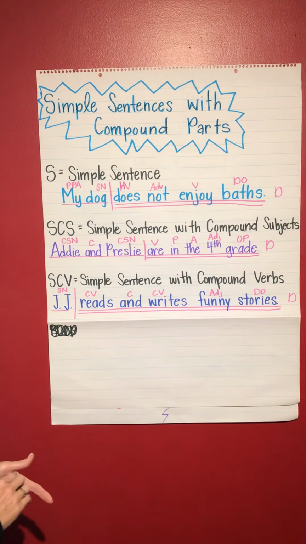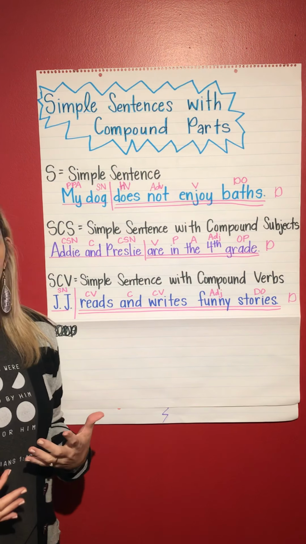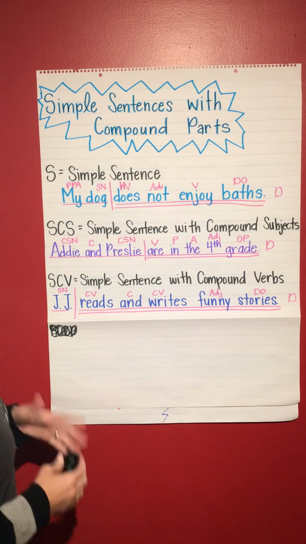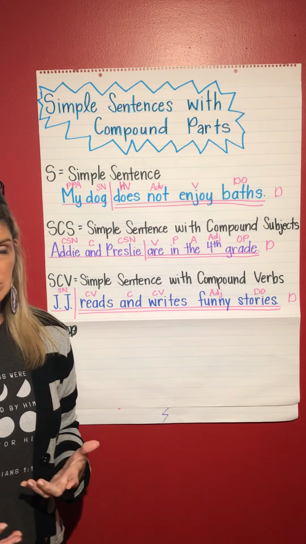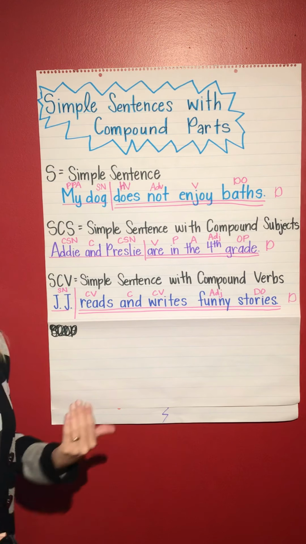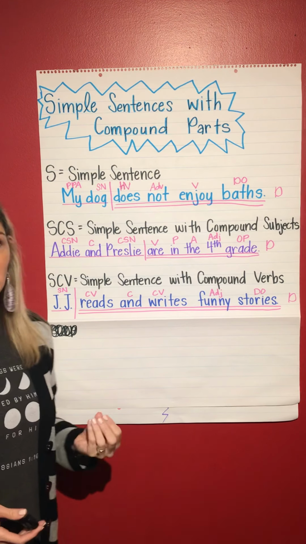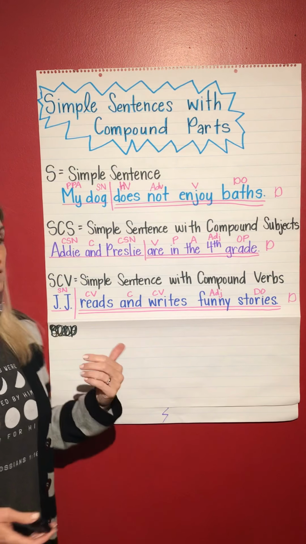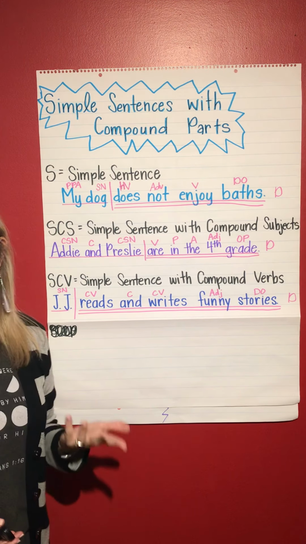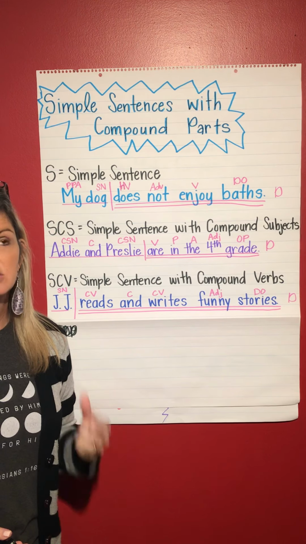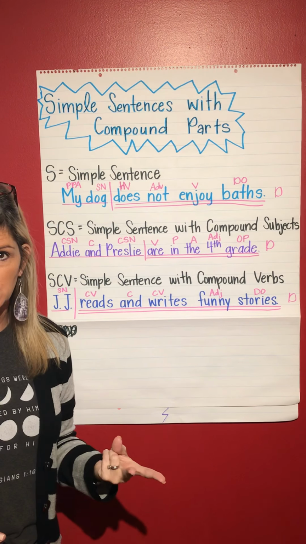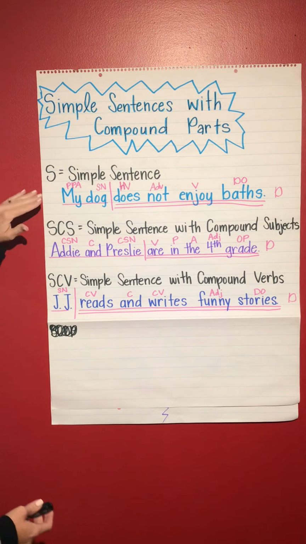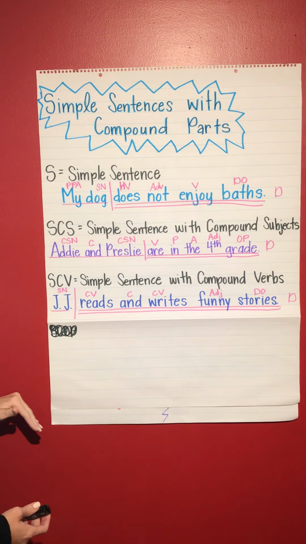A simple sentence just has one subject and one verb. That's how we identify a simple sentence, and it's just labeled with an S. When we are asked to identify a simple sentence or a simple sentence with a compound part, there are different labels that we use. Normally we're only asked to identify simple sentences with compound verbs, and simple sentences with compound subjects. I wanted to give you 3 examples here.